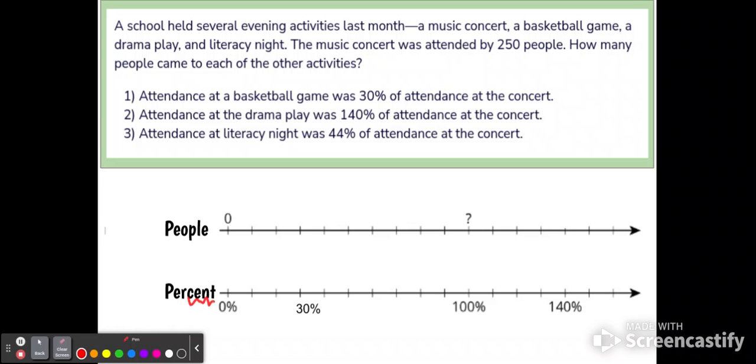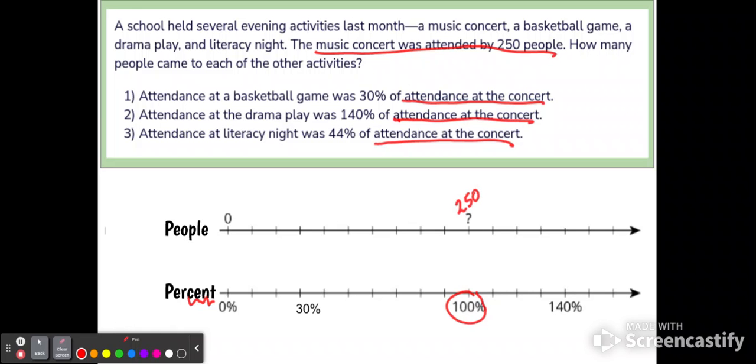I'm noticing a trend. Remember how we look for those patterns as mathematicians? I'm noticing that they keep referring back to the attendance at the concert. So that tells me that the attendance at the music concert is our whole amount that we're finding different percentages of. Remember, the whole amount is 100%. So 100% of the people that attended the music concert is 250 people.